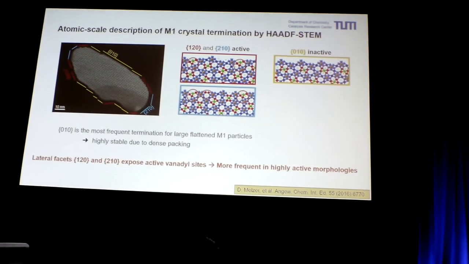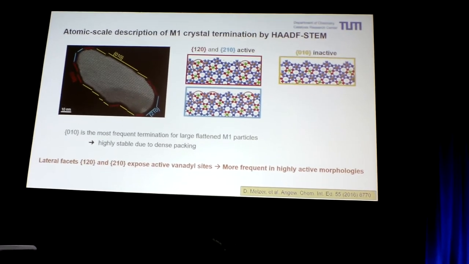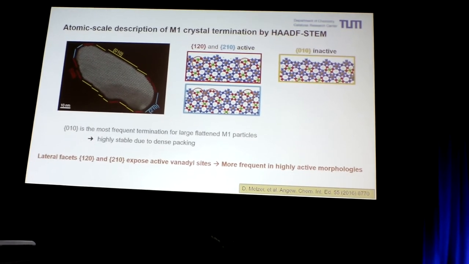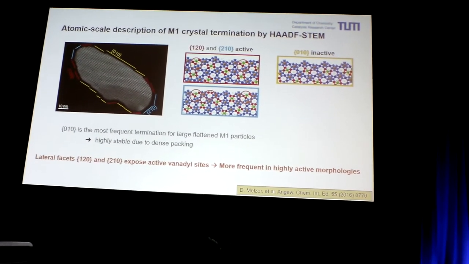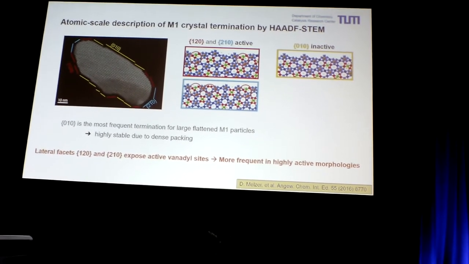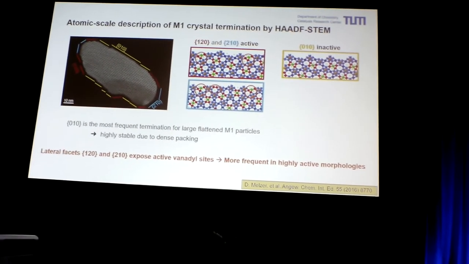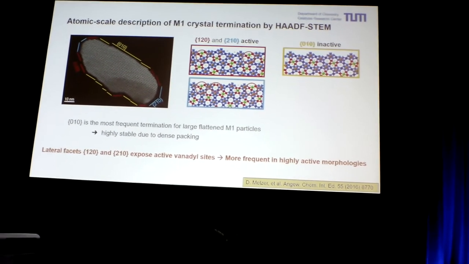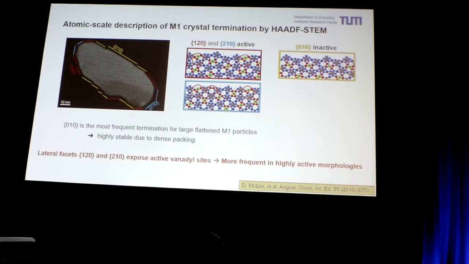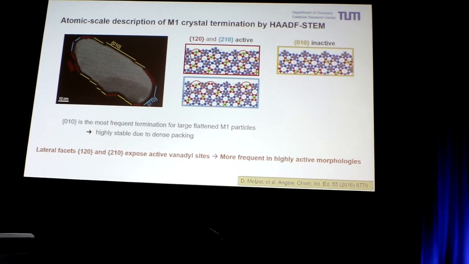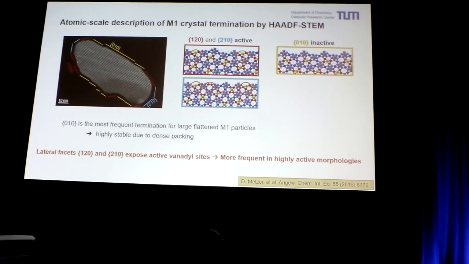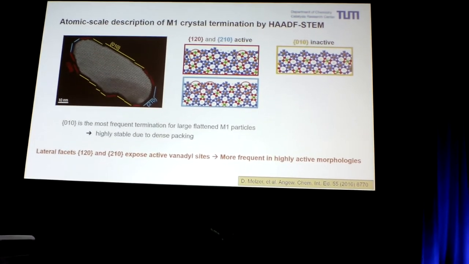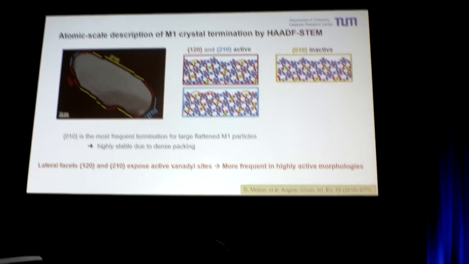And here you can see that indeed these facets expose some of the positions that are potentially active. What we found also is that we can correlate high activity to samples in which there is a higher frequency of these 120 and 210 lateral facets, while those samples with morphologies where the 010 was more predominant were less active. So with this knowledge, it makes sense to try to find a method in which we can form particles avoiding the 010 inactive facets.